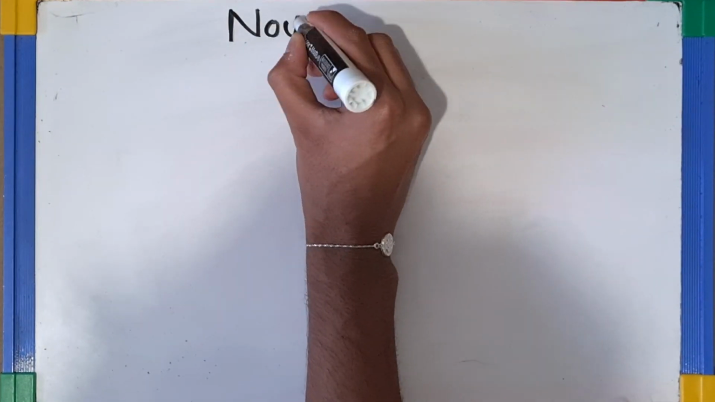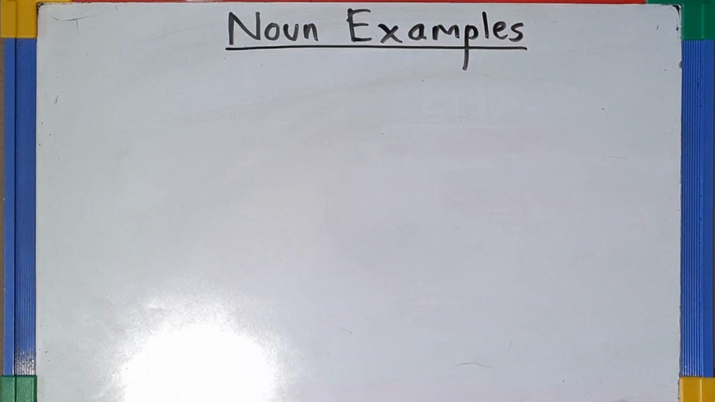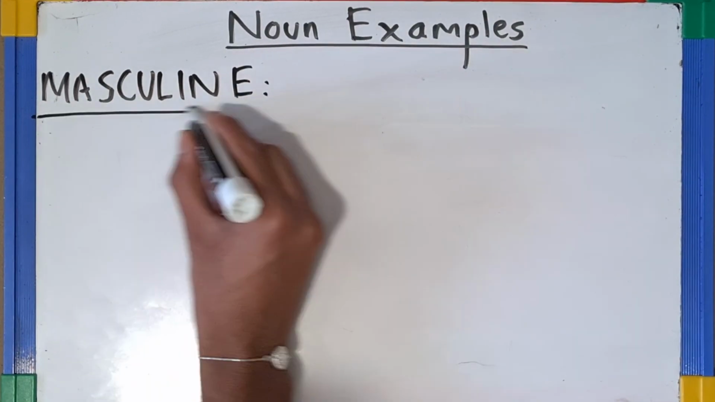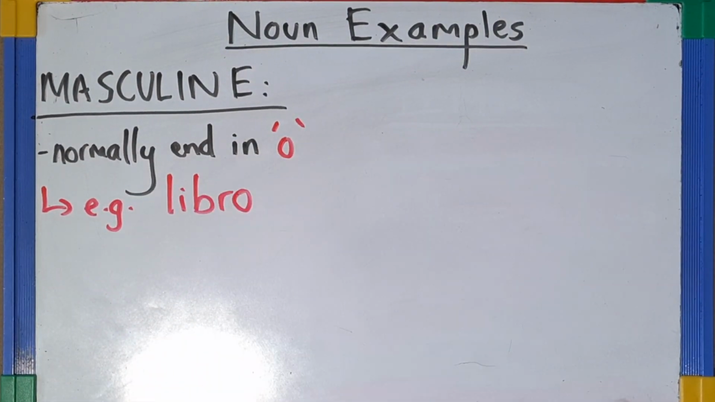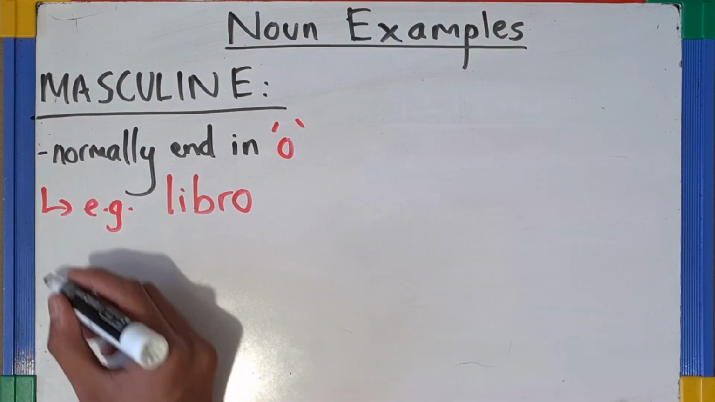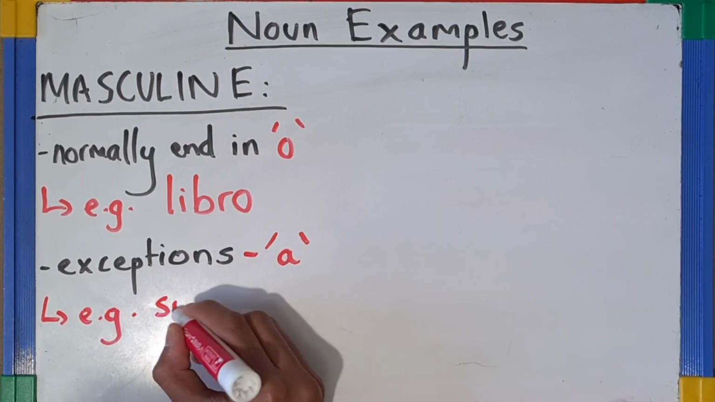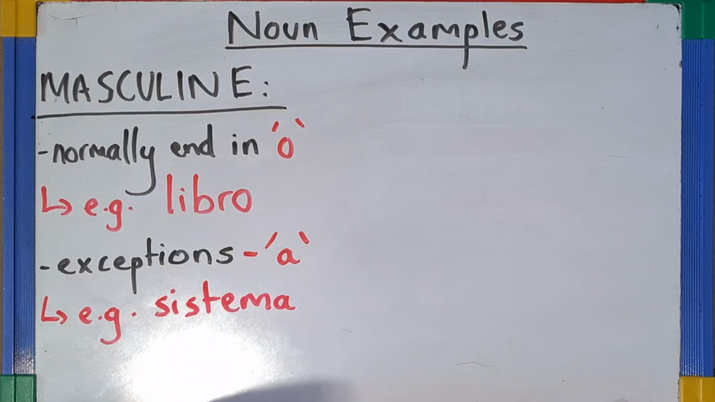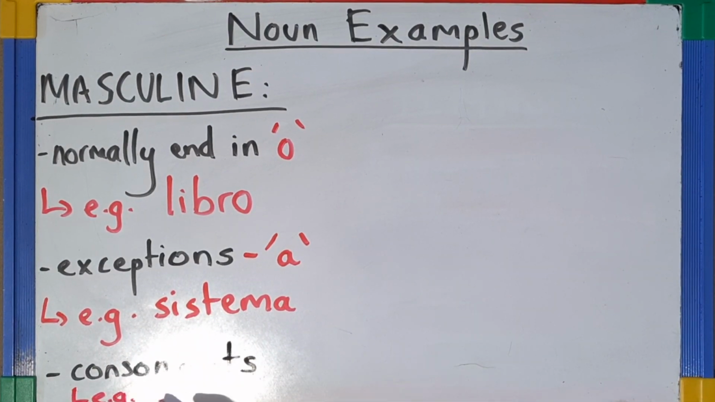Let's look at some examples of nouns and their genders. Masculine nouns normally end in the letter O. For example, libro, the Spanish word for book. There are some exceptions where they might end in a, which is normally the case for feminine nouns. For example, sistema, the Spanish word for system. Some masculine nouns can also end in consonants. For example, paraguas, the Spanish word for umbrella.